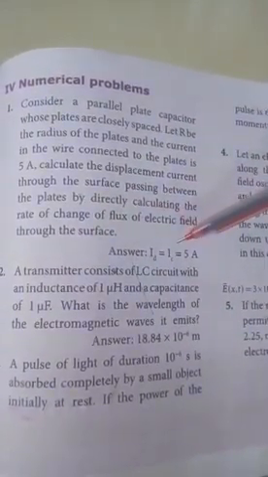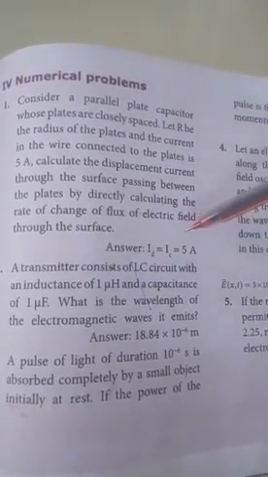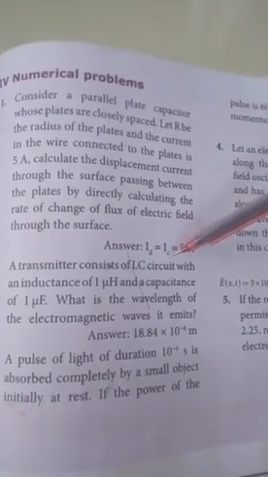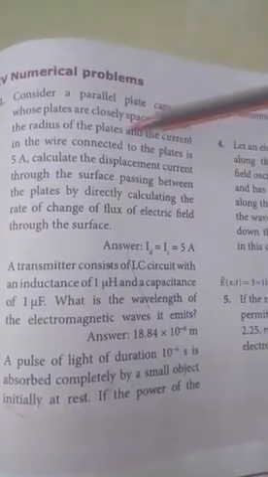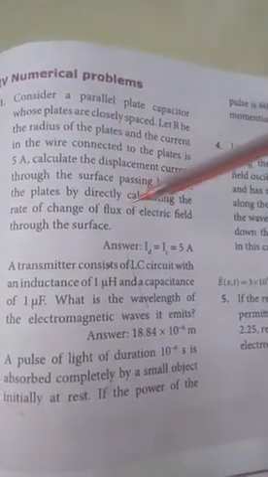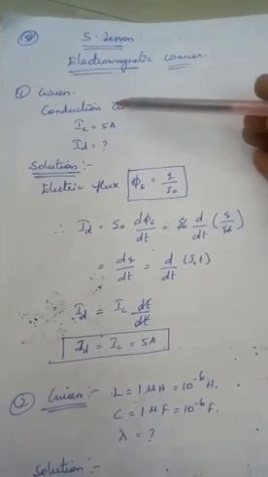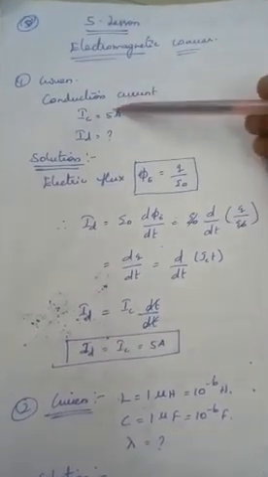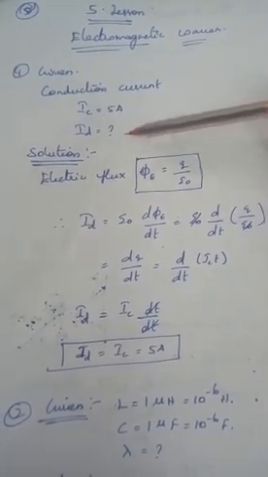So we have to find out the displacement current value, that is ID. Here the conduction current IC is given. So IC is equal to 5 ampere. Now we have to calculate the ID value. Solution: the conduction current IC is given as 5 ampere, and ID we have to find out.